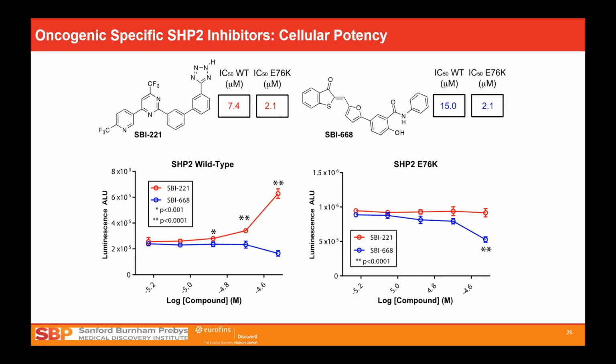protein. In contrast, on the right side, here we have SHP2 E76K. When we titrate in SBI221, it has a minimal ability to engage with it, but SBI668 can actually bind to and destabilize SHP2 E76K. So what we have with these early hits is that we are able to obtain even the selectivity that we're after against the mutant form of SHP2.